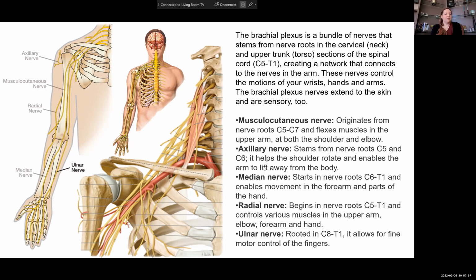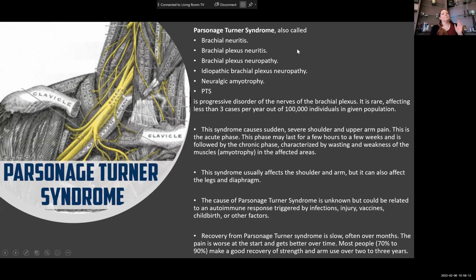These are the main nerves you've got here: the musculocutaneous, the axillary, the median, the radial, and the ulnar, and they come from different vertebrae. A nerve root branches out and joins with other ones, kind of crisscrossing. So there's this thing called Parsonage-Turner syndrome. Yay, me. It's also called brachial neuritis, brachial plexus neuritis, brachial plexus neuropathy, idiopathic brachial plexus neuropathy, neuralgic amyotrophy, and PTS if you don't want to say Parsonage-Turner syndrome.